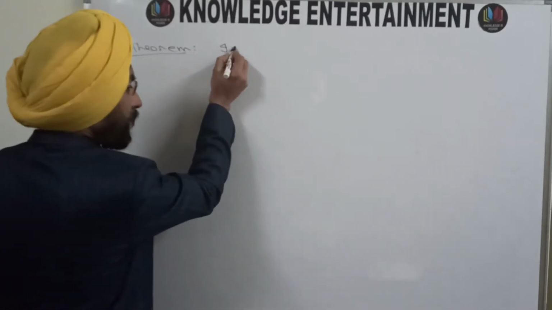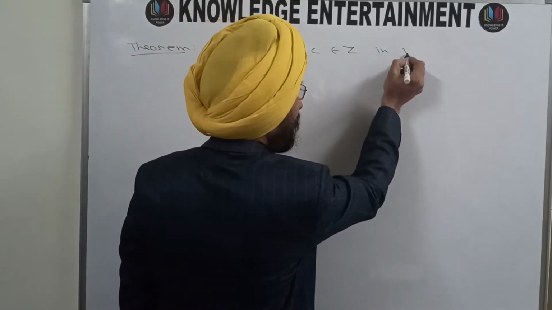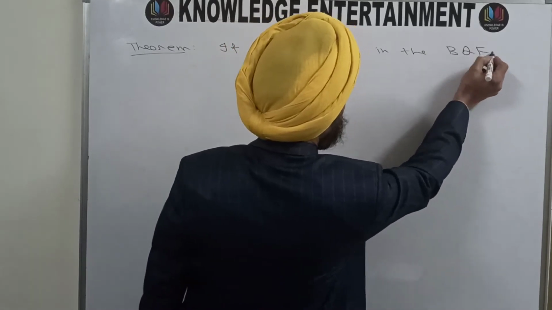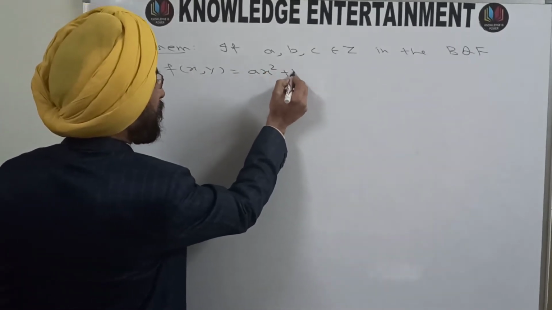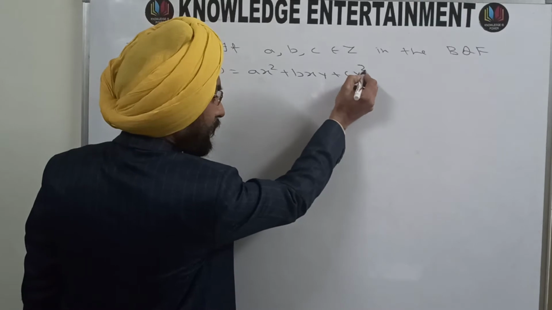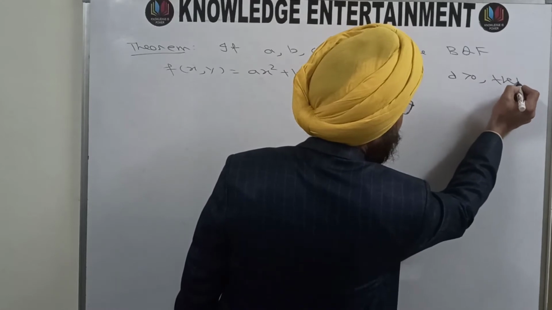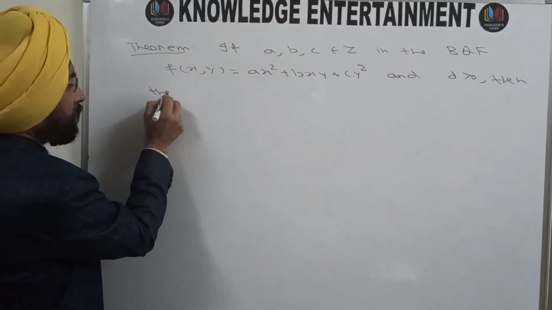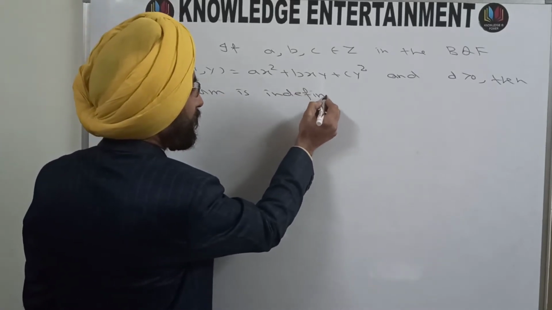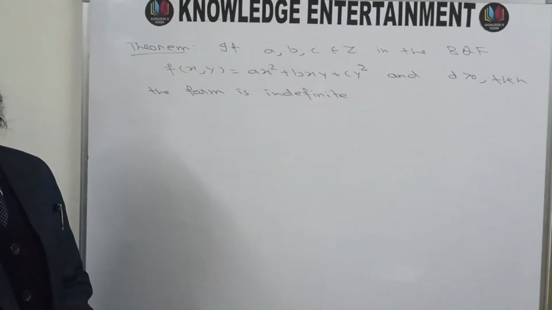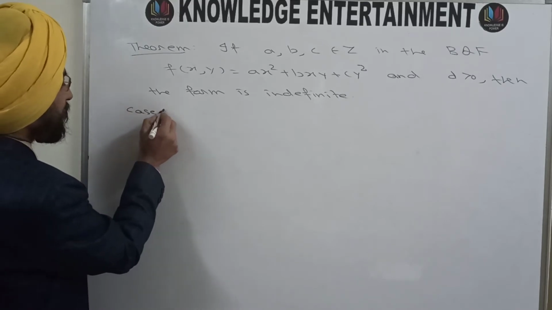The theorem says if a, b, c are all integers in the binary quadratic form f(x,y) equal to ax square plus bxy plus cy square, and the discriminant d is greater than 0, then the form is indefinite. This we are to show. So we will consider two cases.